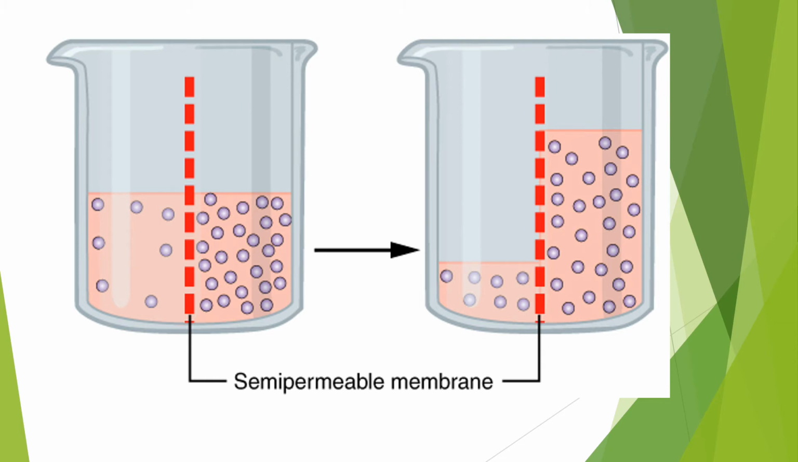So this does a good job of explaining that concentrations are very different in the beginning. But what osmosis will do is the water molecules will move to the area that is more concentrated, to make sure that the concentration levels are at equilibrium.